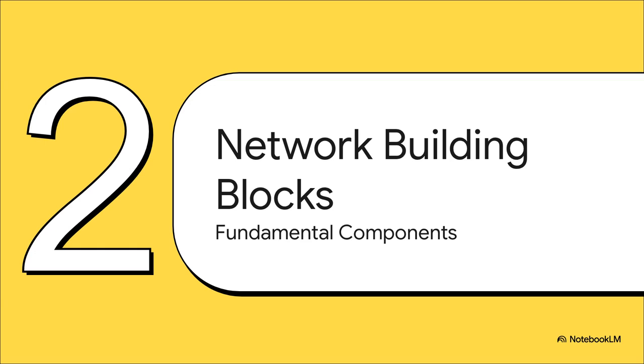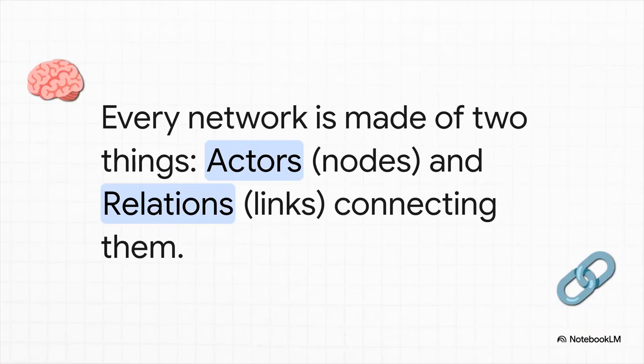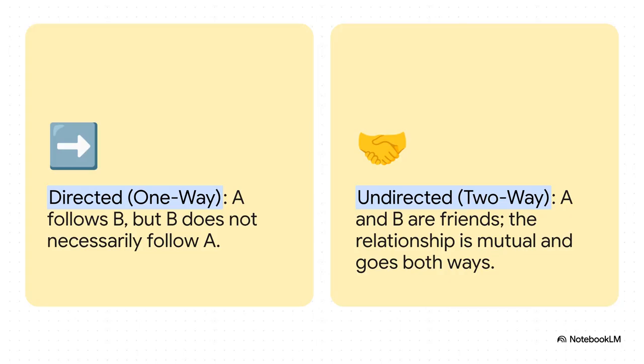All right, so let's get into the nitty-gritty. To read one of these network maps, you first have to understand the basic language. You know, when you strip it all away, every single network, no matter how complicated, is made of just two things. First, you've got the actors. Those are the dots, the nodes. They can be people, companies, anything. And then you've got the relations. Those are the lines, the ties that connect them. Simple as that.